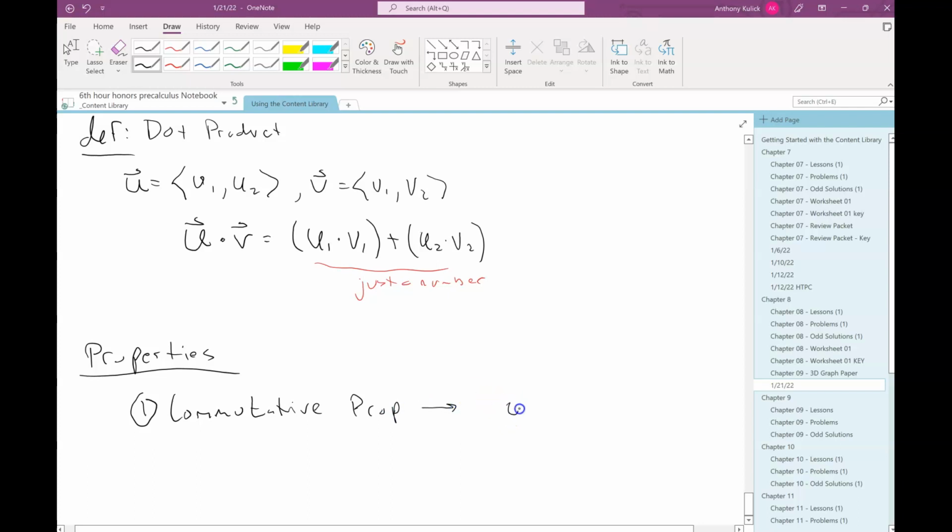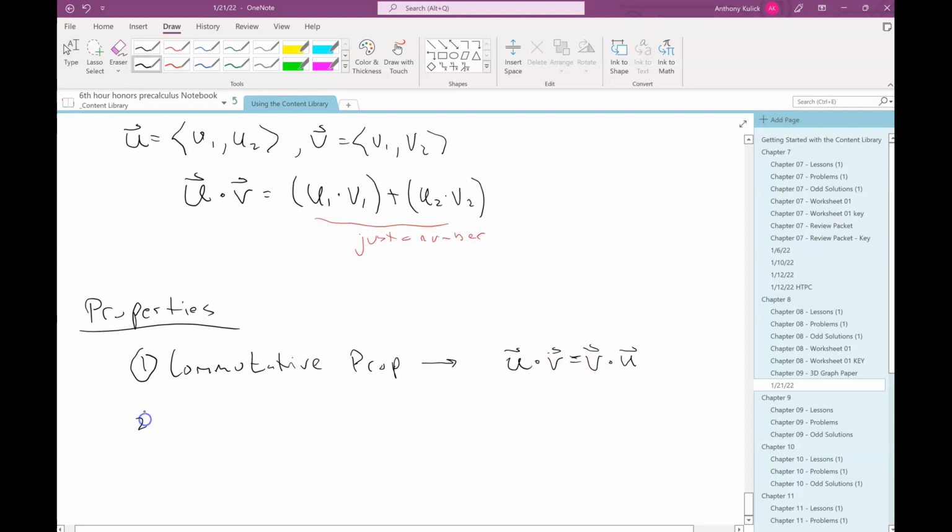So the first is the commutative property. And it just says that you can do the dot product in any order. That u dot v is the same as v dot u. The next is the multiplicative identity property that says the zero vector dot any vector is just equal to 0.